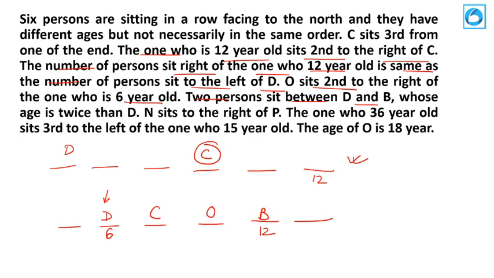Then N sits to the right of P, so that will be something like this. And then the one who is 36 years old is third to the left of 15, right? And we know that O is 18 years old. So 36 has to be third to the left of 15. That means 36 is here and 15 is here. So this is the final answer that you will be getting.